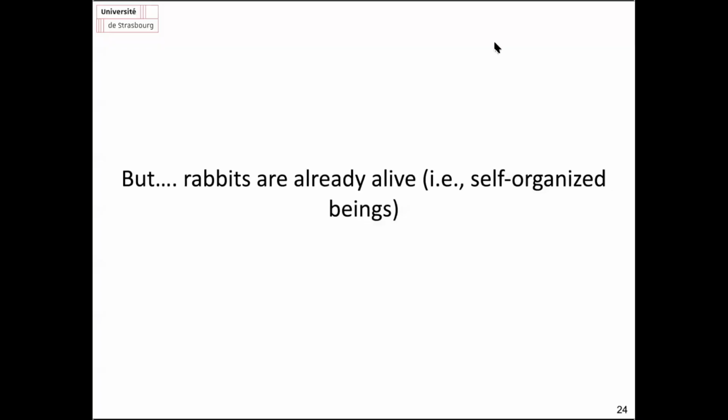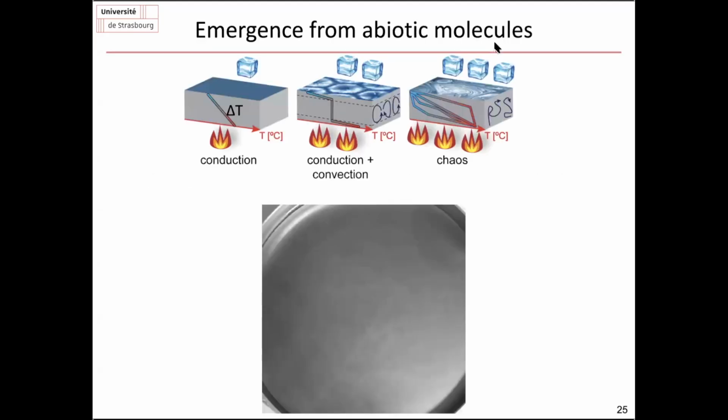So now you might think, okay, that's interesting, but rabbits are living creatures. They're already complex because of all the biochemistry going on inside them. They're already self-organized as a living being themselves. So does this also happen, self-organization, in abiotic systems? And the answer is yes.